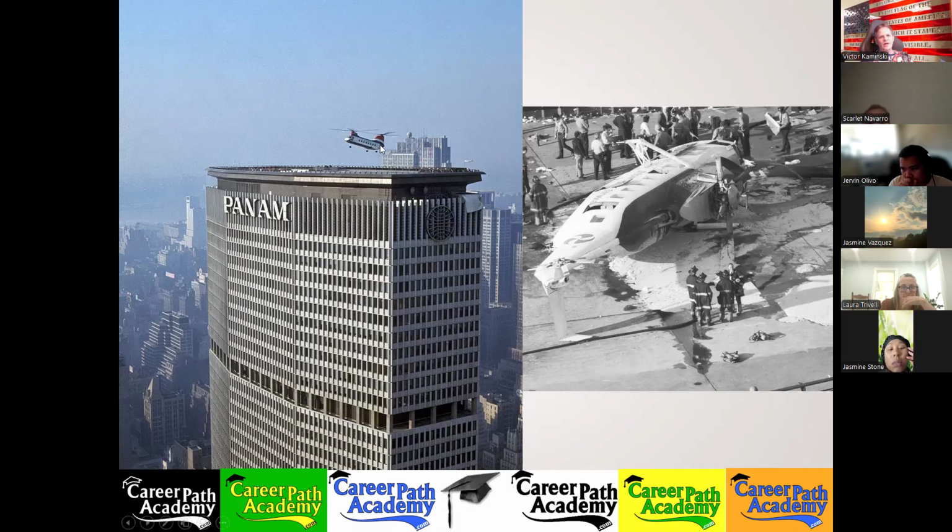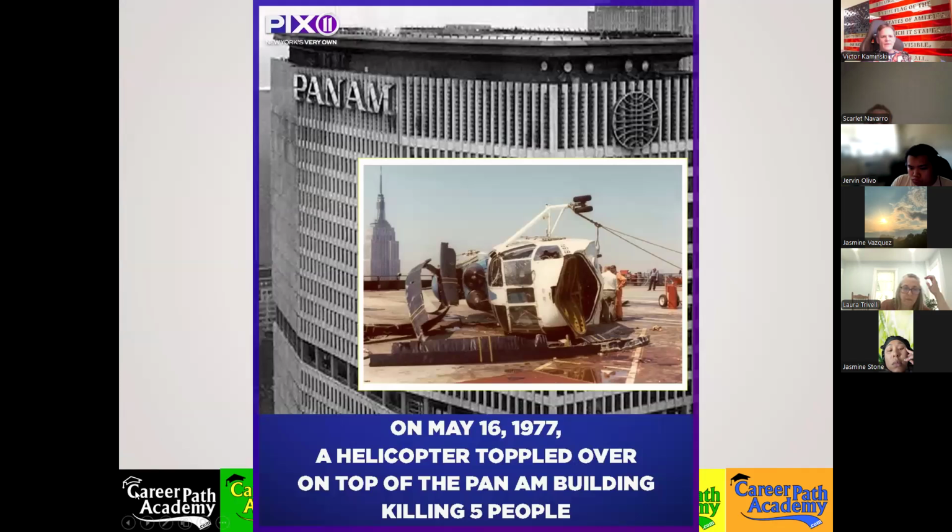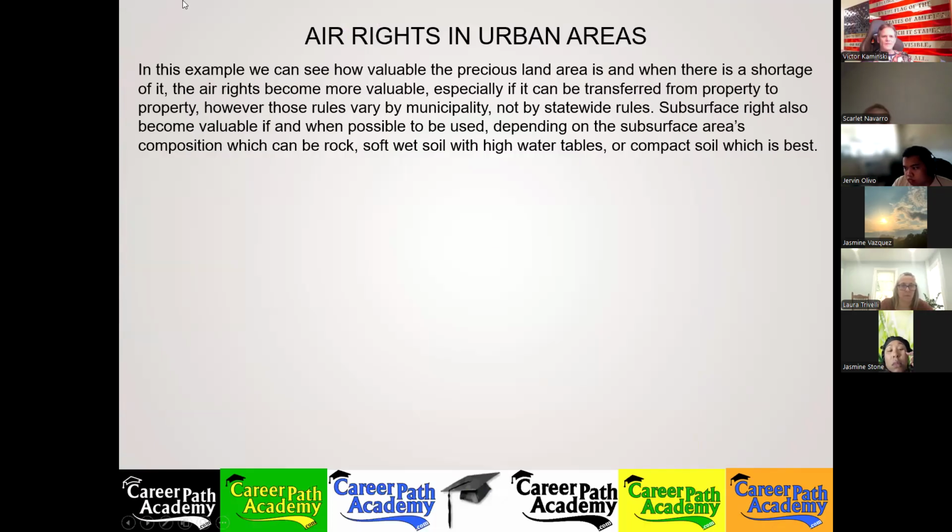There's another even bigger helicopter that was coming in with 2 blades. Good idea. That came to an end on May 16th, 1977, when that helicopter toppled over on top, killing 5 people. That's a little history lesson there of that.